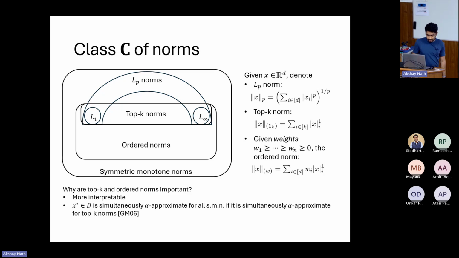So in one of the classical theorems on simultaneous approximation, Goel and Meyerson in 2006 proved that if you want a single solution to be alpha approximate for all, then it is sufficient to prove it for top K norms to be able to prove it for all symmetric monotone norms. So it's a very interesting property which allows you to go between top K norms and symmetric monotone norms.